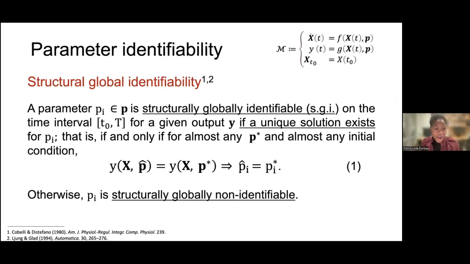So we say a parameter pi in a vector of parameters p is structurally globally identifiable, SGI, if there's a unique solution for that parameter at every point in the parameter space. That means if I have two outputs that give me the same value, so two equal outputs, then I would expect that the parameters that give rise to those two outputs are equal if the model is globally identifiable.